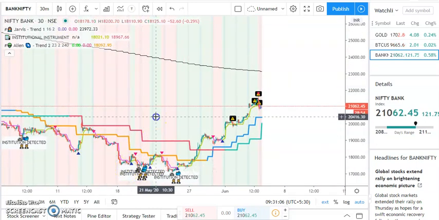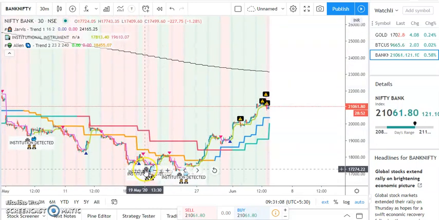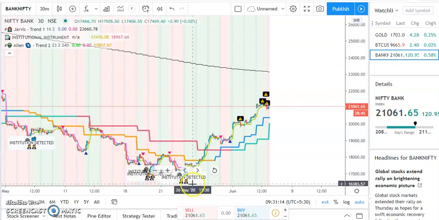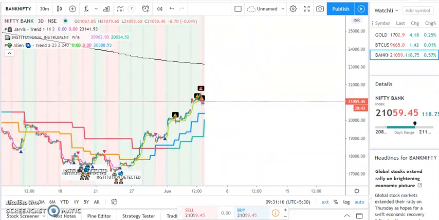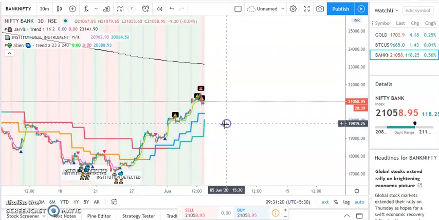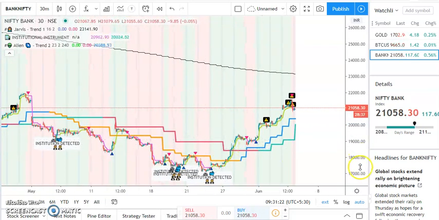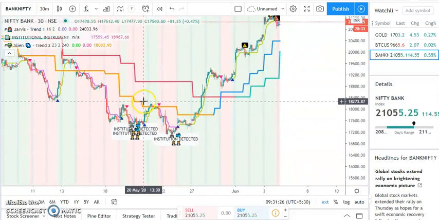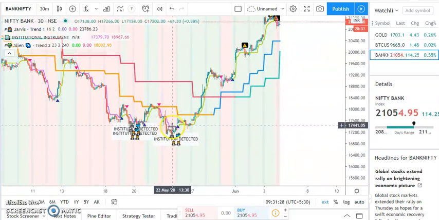Look at this institution. They did institution buying detected here. If you are a good trader or a careful trader, you should start longing here, the moment you see this. But look what happened to the price after this. Price rallied. So you should not start shorting it. You should always be longing it.